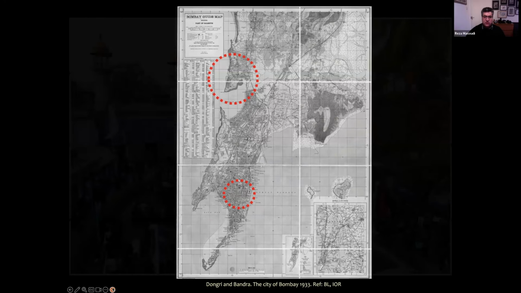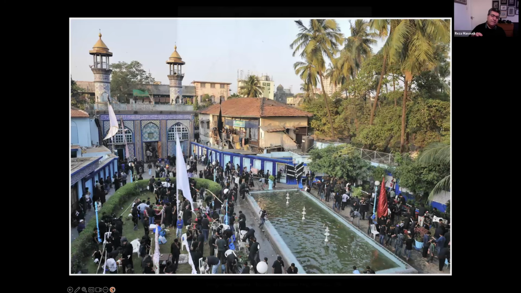Let me move to that point. So this is the Iranian mosque, better known as the Mughal Masjid. The Mughal Masjid became the heart of performing the Muharram ritual, and later on became a very important center, even when the ritual was revived, I mean the procession. So just to give you a few examples here.